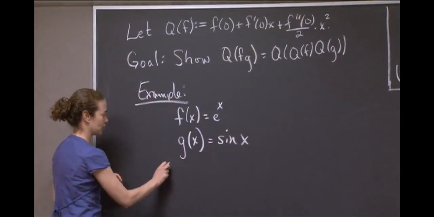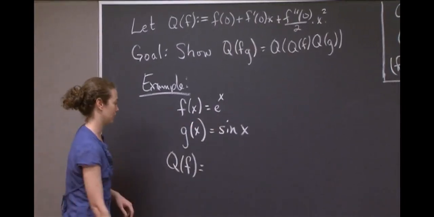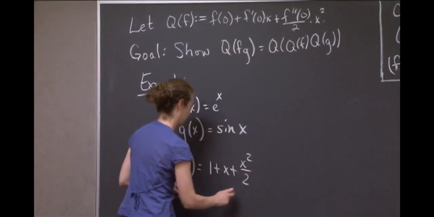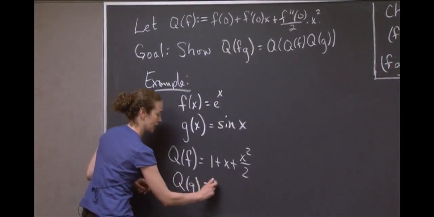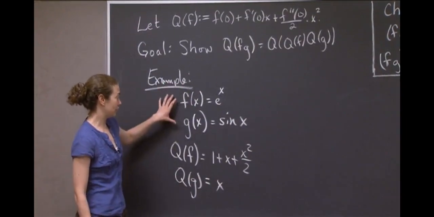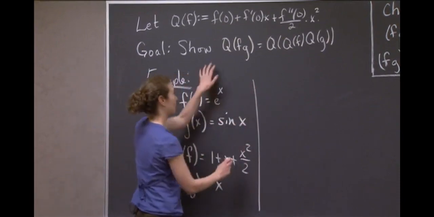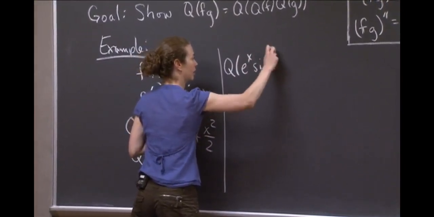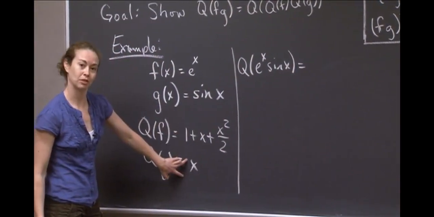Then what is Q of f? Q of f is the quadratic approximation to e to the x at x equals 0, and that's going to be 1 plus x plus x squared over 2. You already knew this. And Q of g, the quadratic approximation of sine x, is just x. So if I wanted to find the quadratic approximation to e to the x sine x, what this is claiming I can do is instead take the quadratic approximation of this function times this function.